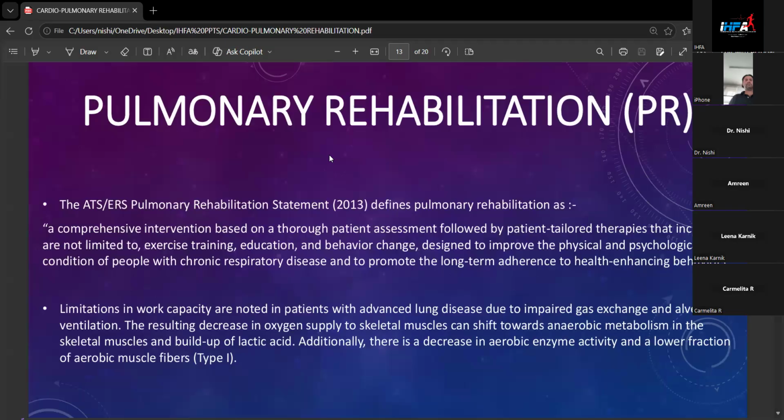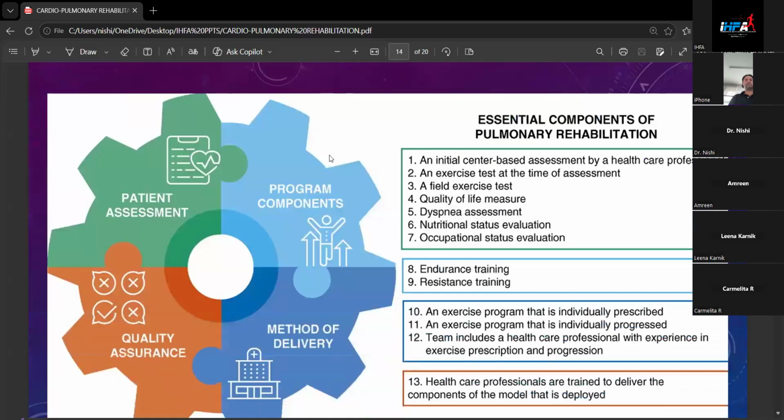The major complaint the patient comes with is limitation in work capacity in patients who have advanced lung diseases. It happens because of impaired gas exchange and alveolar ventilation. When there is less oxygen in the blood, that leads to less oxygen supply to the skeletal muscle, which shifts to anaerobic metabolism. With a lot of anaerobic metabolism, there is too much lactic acid production, and that leads to faster fatigue. Everyone clear? This is something we have already discussed.